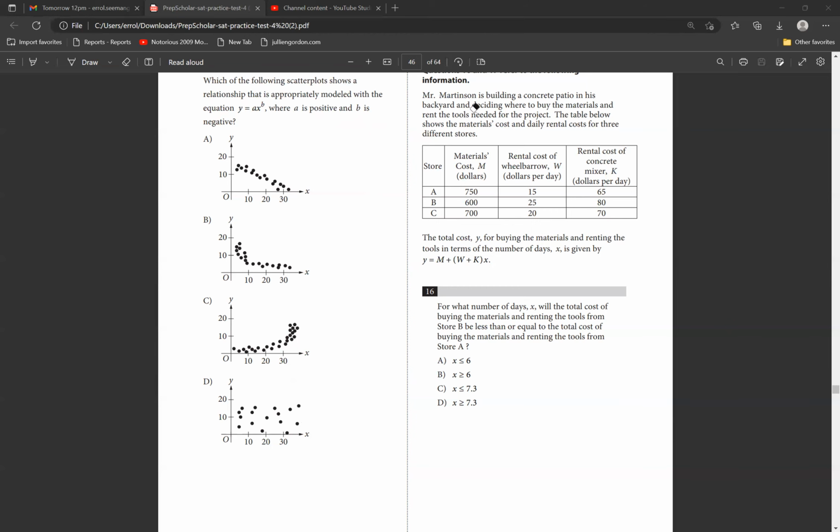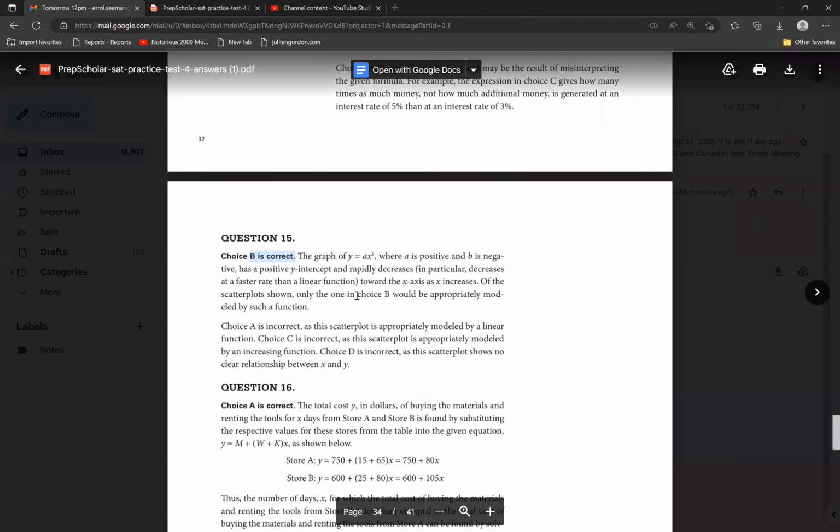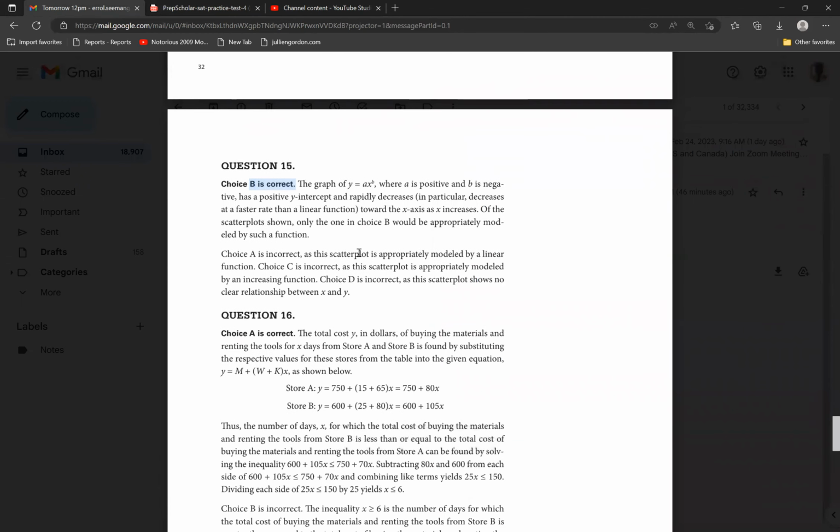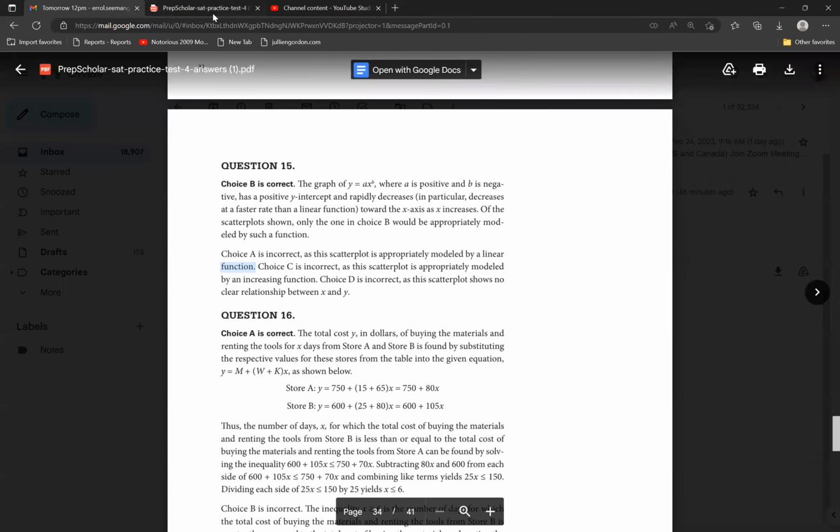All right, that was what, 15? 15A? Oh, 15B. Of the scatter plots shown, the only one in choice B would be approximately modeled by the exponential function. Choice A is incorrect, as this scatter plot is approximately modeled by a linear function. Okay, that's why.